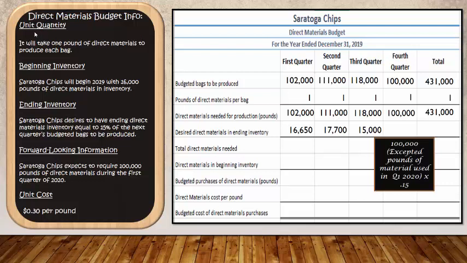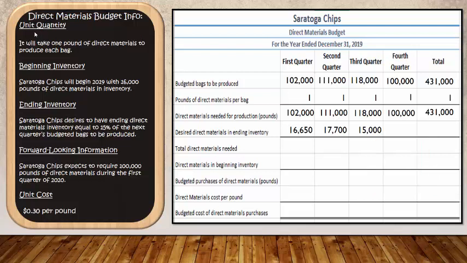For the fourth quarter, we're going to need our forward-looking information. Since the quarter after the fourth quarter of 2019 is the first quarter of 2020, we need to figure out how many pounds of direct materials we expect to use during the first quarter of that period, which given in our forward-looking information was 100,000 pounds. So we take our 100,000 pounds of potatoes expected to be required, and we multiply that by that 15%, and we realize at the end of the fourth quarter, Saratoga Chips is going to need 15,000 pounds of direct materials.